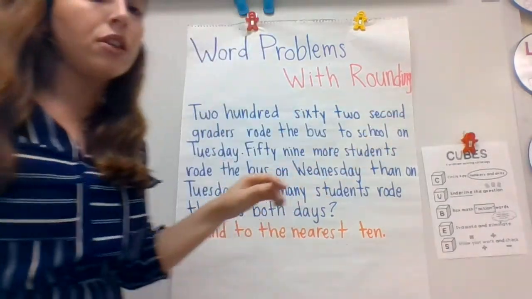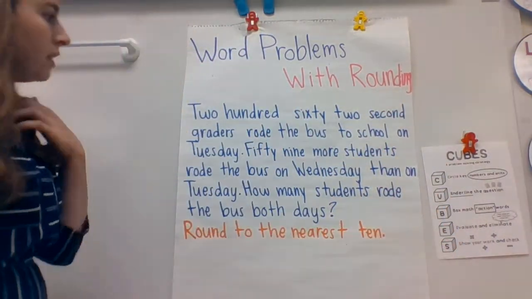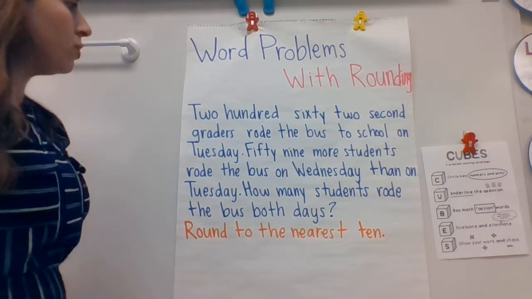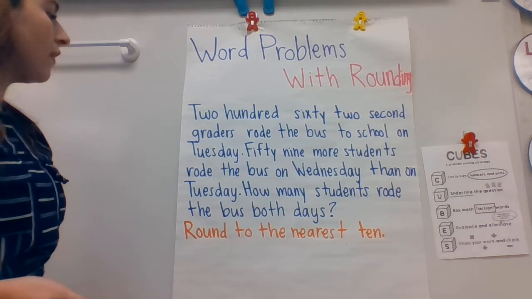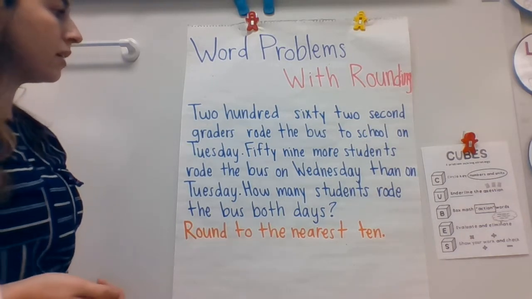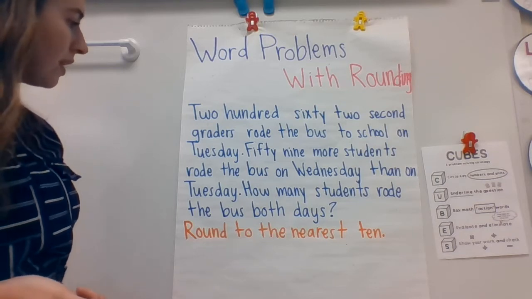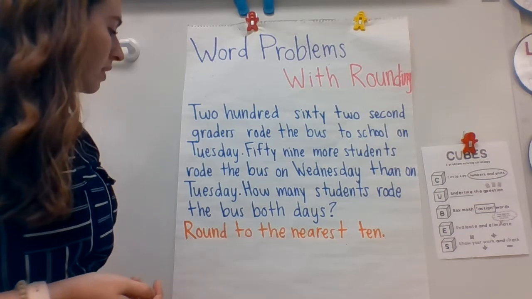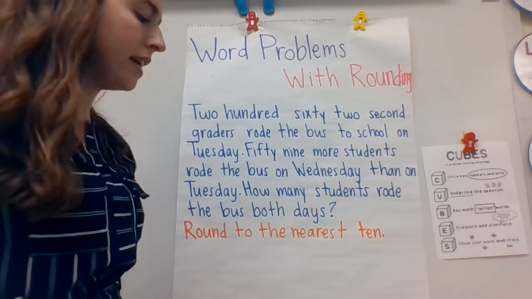Okay, so I'm going to read you the word problem, and then I'm going to use CUBES to solve it. So the word problem is 262 second graders rode the bus to school on Tuesday. 59 more students rode the bus on Wednesday than on Tuesday. How many students rode the bus both days? Round to the nearest 10.